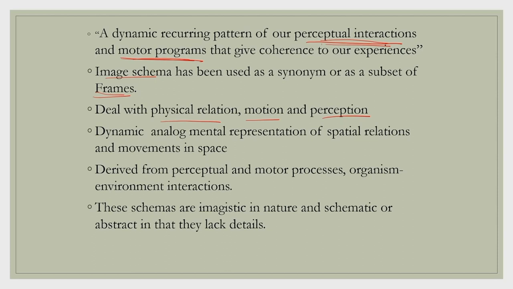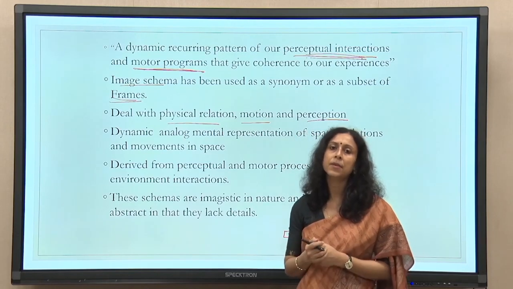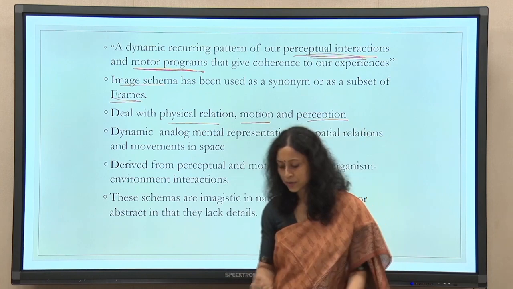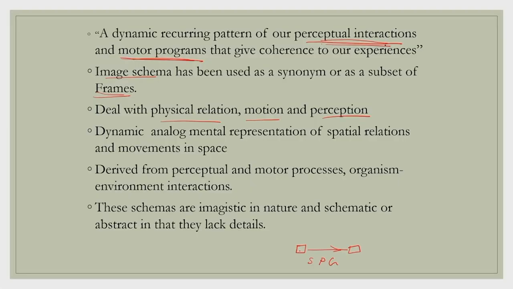So these are imagistic in nature, and schematic. For example, we have been talking about movement. So let us say there is a source and there is a path and there is a goal. So this is the image schema of source, path and goal, which is at the root of our understanding, our recurring pattern of movements, whether of ourselves or of others or of objects across space and so on. So a lot of experiences can be clubbed together through this image schema of source, path, goal. So you see, it is very skeletal and very schematic. It has no detail, whether you see trees on the way or meadows on the way or nothing of that sort is necessary.